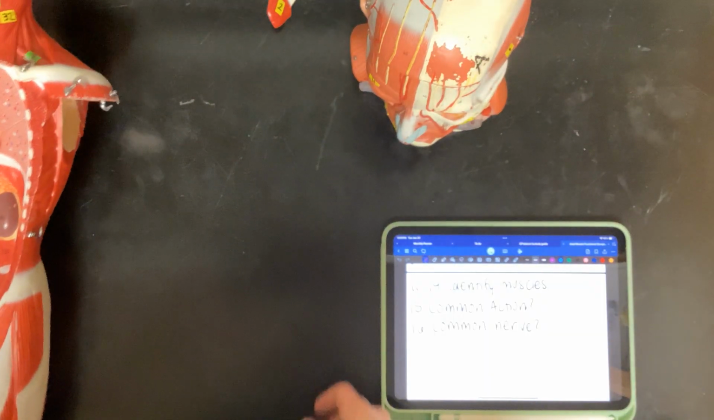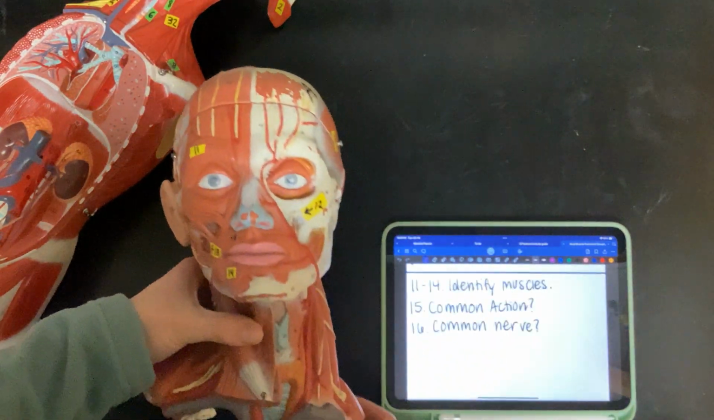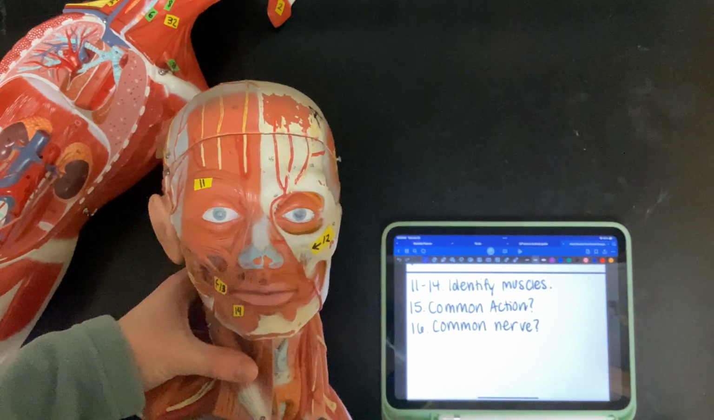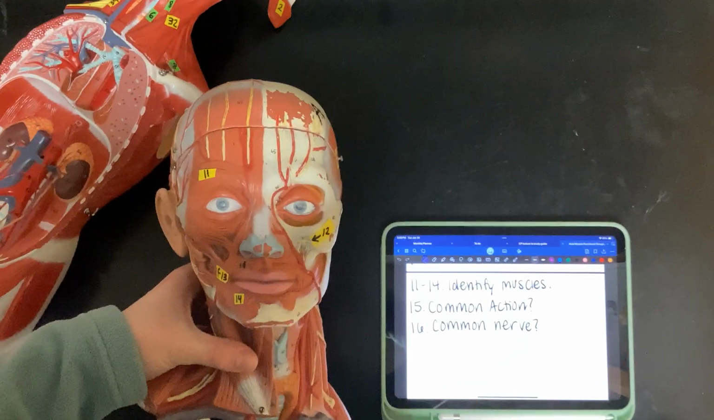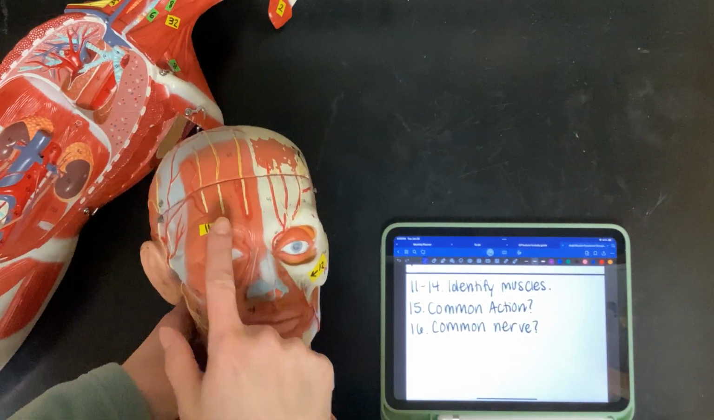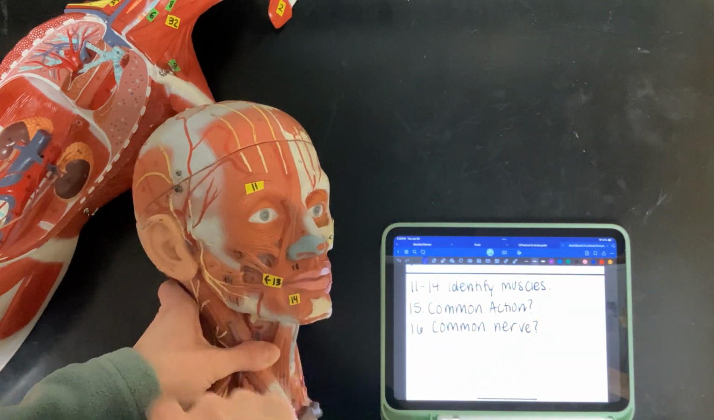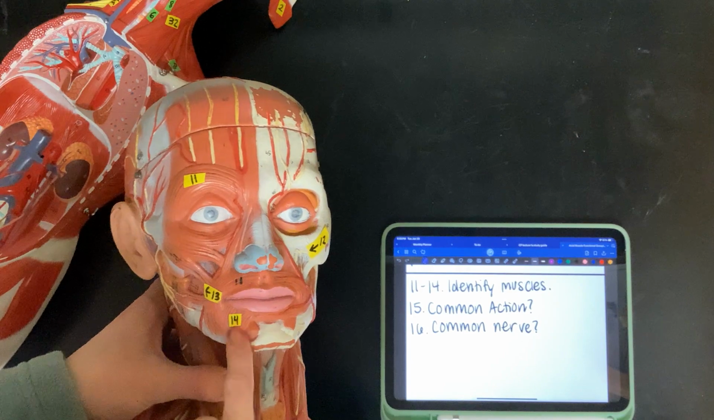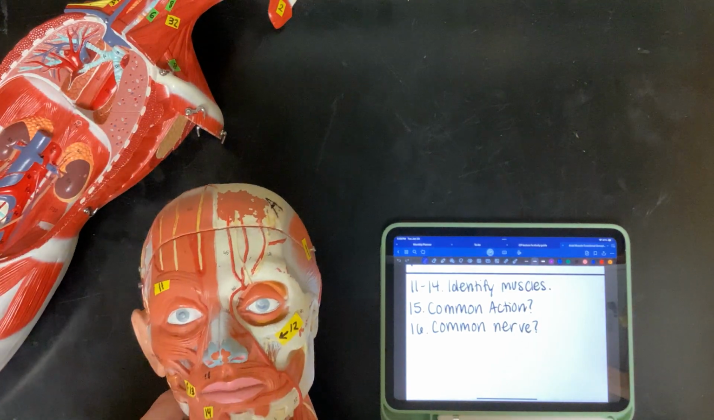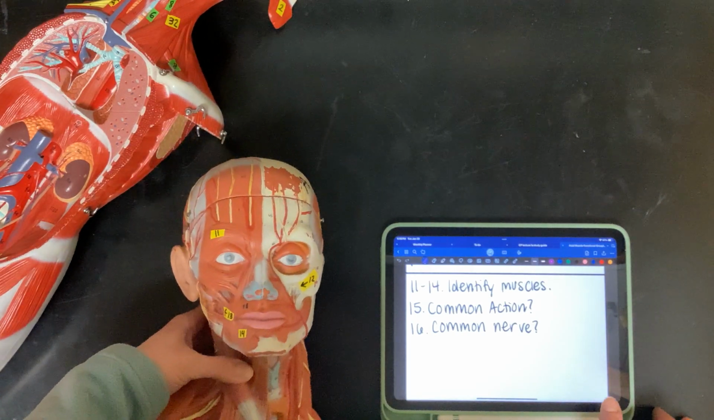Next we have 11, 12, 13, and 14. So there's 4 ID tags, and they're all right here. The 11, 12, 13, and 14. 15, what is their common action? And 16, common nerve.